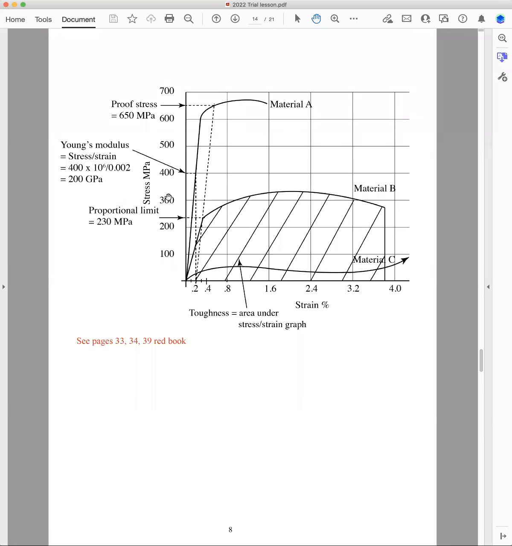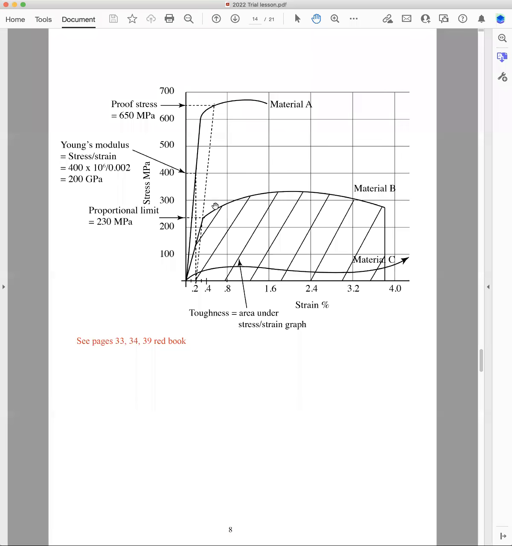Now, how do you find the proof stress? Now, this material has got progressive yield, so you've got to use proof stress. See this material here? It's got a definite yield point, so you don't use proof stress for that. So proof stress, you go along the strain axis, 0.2%, and that's already been put in there. And so you draw a line up here, parallel to the straight line section. Where it hits there, you'll get the proof stress. The proof stress is 650 megapascals.